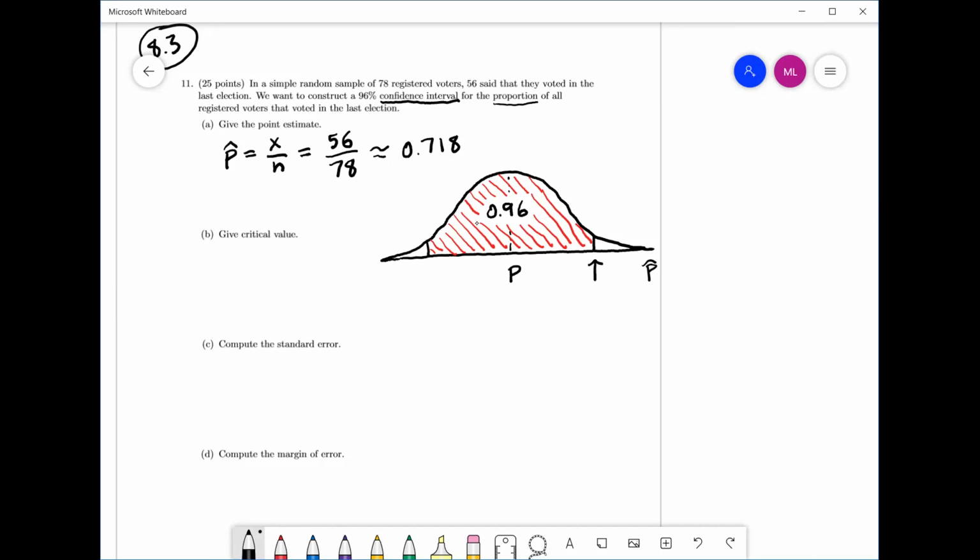It's the z-score or t-score. And in this case, because we're dealing with a proportion, a population proportion, we are going to use a normal distribution. This is going to be a z-score. So it's going to be z sub alpha over 2. That is the z-score that I want.